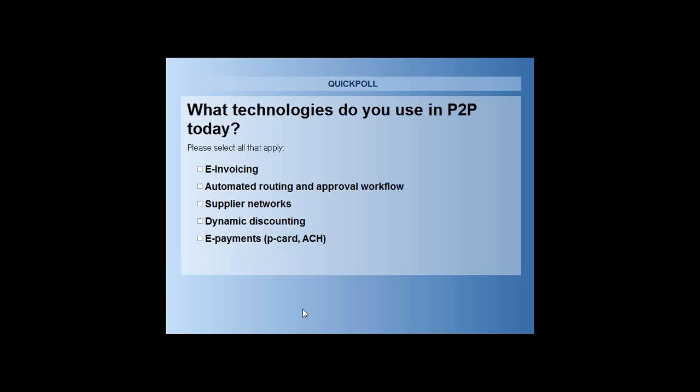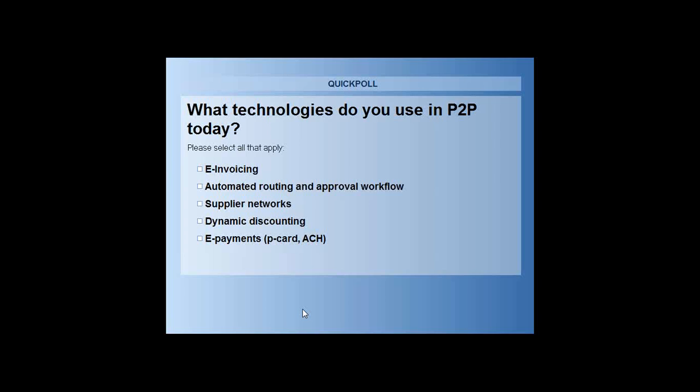Thank you very much indeed, Vishal. So coming up on your screen now, multiple responses, please, ladies and gentlemen. What technologies do you use in procure-to-pay today? Do you use e-invoicing, automated routing and approval workflow, supplier networks and supplier portals, dynamic discounting, e-payments such as P-card or ACH? So if you could tick the boxes that are relevant to what your usage is within your accounts payable and purchase-to-pay organization today.